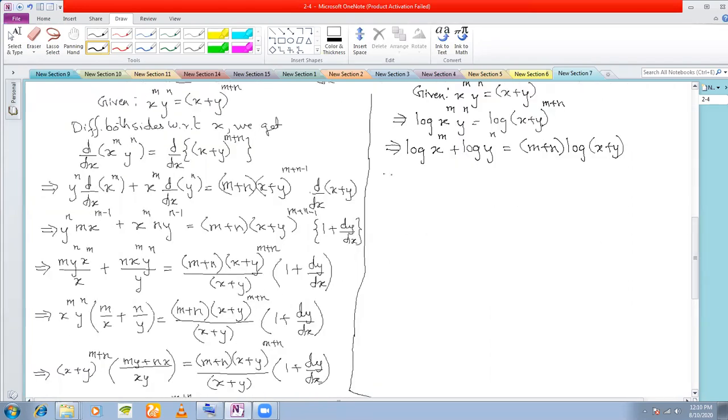So this now can be written as m log x plus n log y is equal to (m plus n) log (x plus y). Now differentiating both sides.